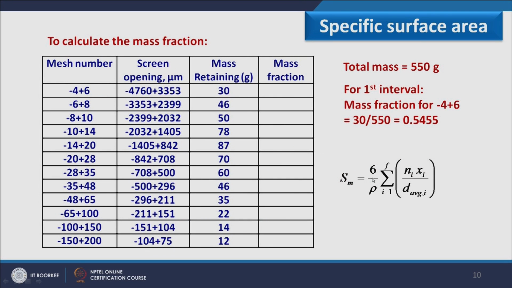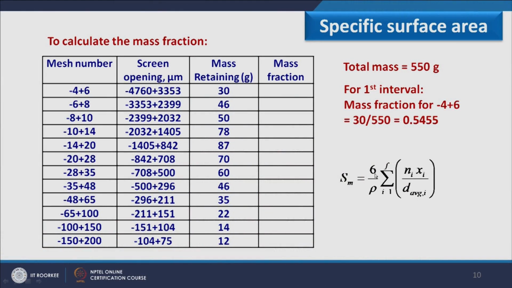Now, we will compute specific surface area. To calculate specific surface area, this is the expression, where the expression goes as 6 by rho summation i equal to 1 to f, n_i x_i by d average i. So, all these parameters we will compute one by one, and then we will calculate the specific surface area. First of all, we will concentrate on mass fraction.